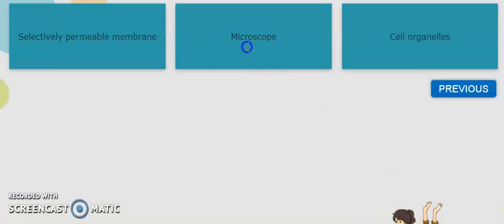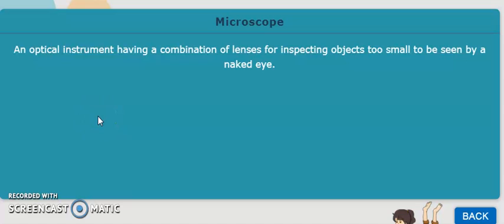Next we have the microscope. So children, it is the instrument made up of a combination of lenses for inspecting objects that are too small to be seen by the naked eye. If you remember, Robert Hooke used his primitive microscope to observe the cell, those small honeycomb-like compartments that he named cells. In Latin, cell means small room or room-like structure.